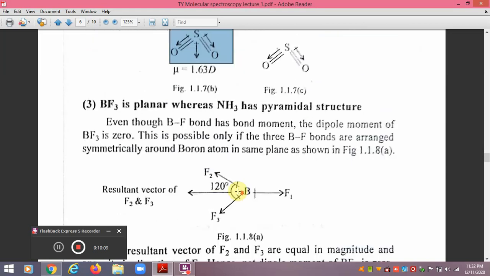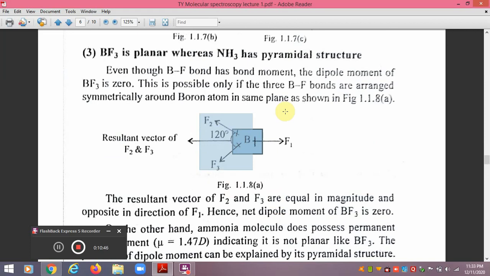Another example in which the concept of dipole moment is very important to identify the correct structure is the BF3 molecule. When the dipole moment of the BF3 molecule is studied, it is observed that it has a dipole moment of 0. This is possible only if the three BF bonds are arranged symmetrically around the boron atom in the same plane, and this is possible only in this type of structure. Otherwise, it definitely will not have a dipole moment of 0.